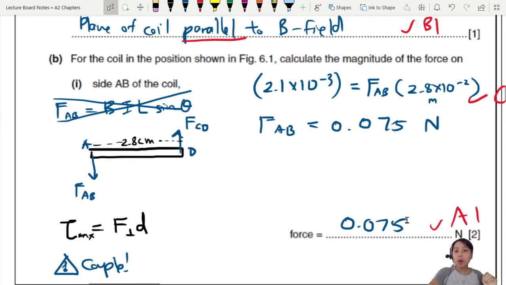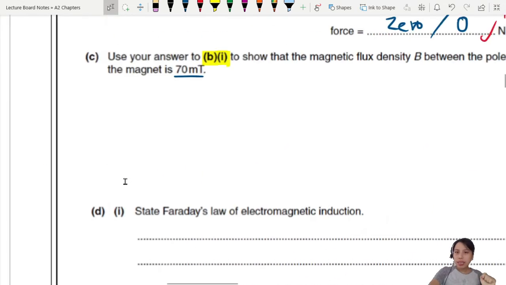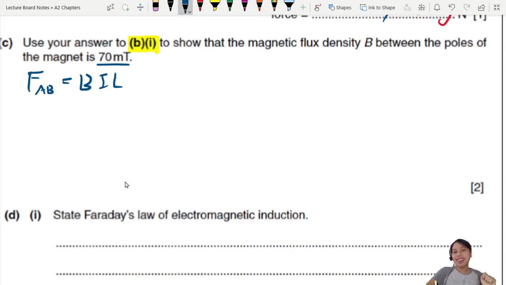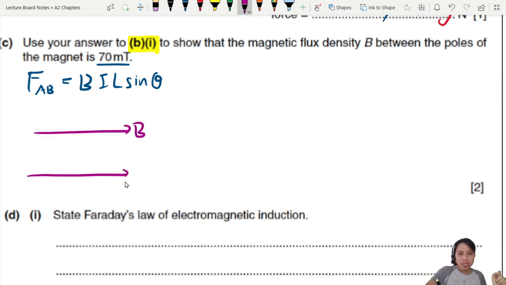What do we find? Oh, we found the force AB. That gives me a clue. So if I know the force AB, now I can use BIL sine theta. Yes, I like it. Let's try it out. So redraw once again. Magnetic field. Where is our wire pointing this time? You can call it this way. So this will be sides A and D, I believe.